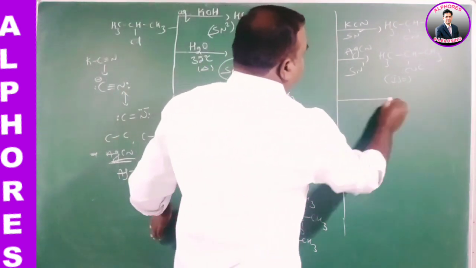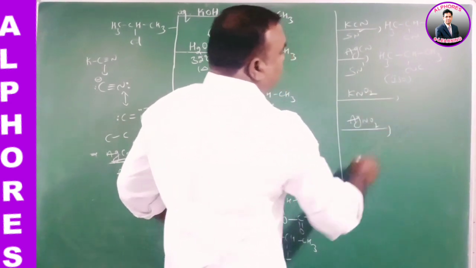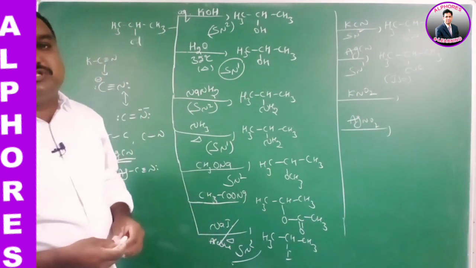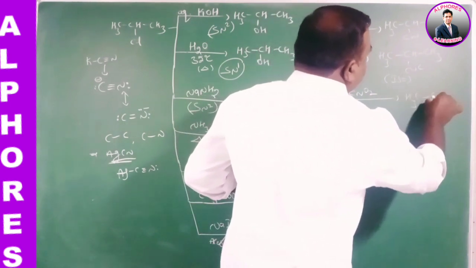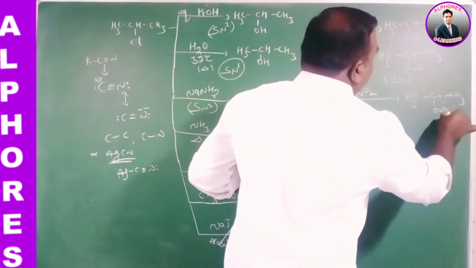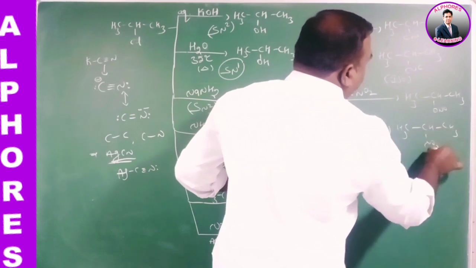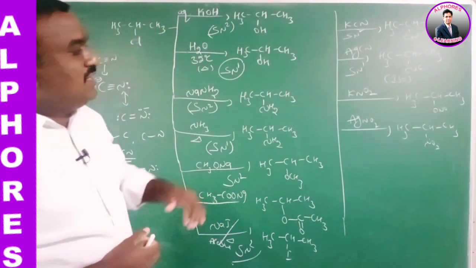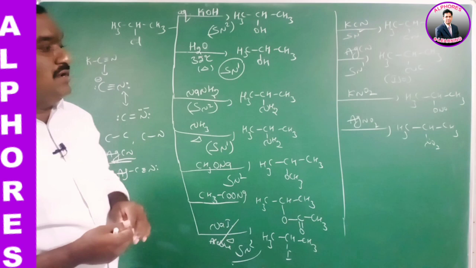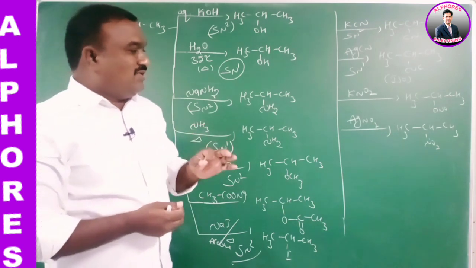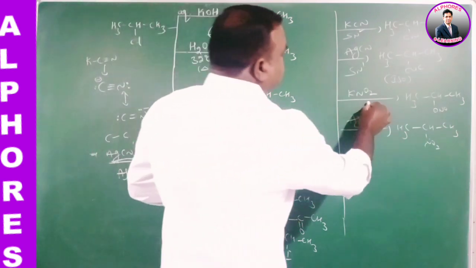Here KNO2 is given, here AgNO2 is given. KNO2 is given means here CH3 ONO, the nitrite compound, is formed in this case. Here CH3 NO2 compound is formed in this case. Again the same thing: due to the presence of ionic nature, it forms the nitrite compound; due to the presence of covalent nature, it forms the nitro compounds. Nitro compounds here.